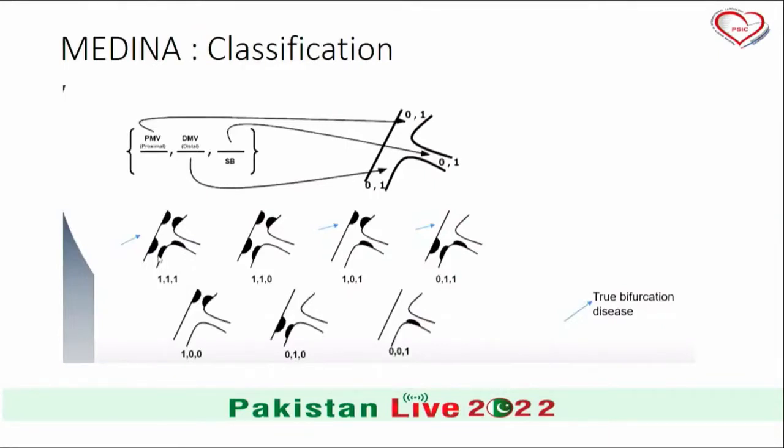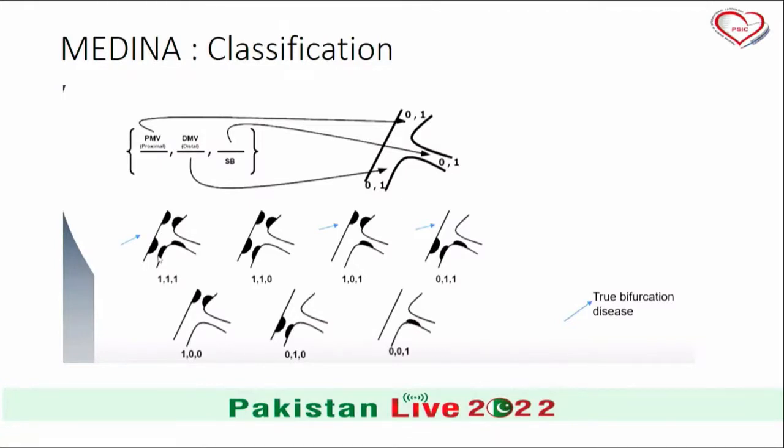It's a simple, straightforward anatomical classification which gives us an idea about the distribution of disease in the main branch, the side branch, and the distal main branch. So, the proximal main branch, the distal main branch, and the side branch. If it is 1, 1, 1, then all three vessels are diseased, with stenosis of at least more than 50%. So this is the criteria.